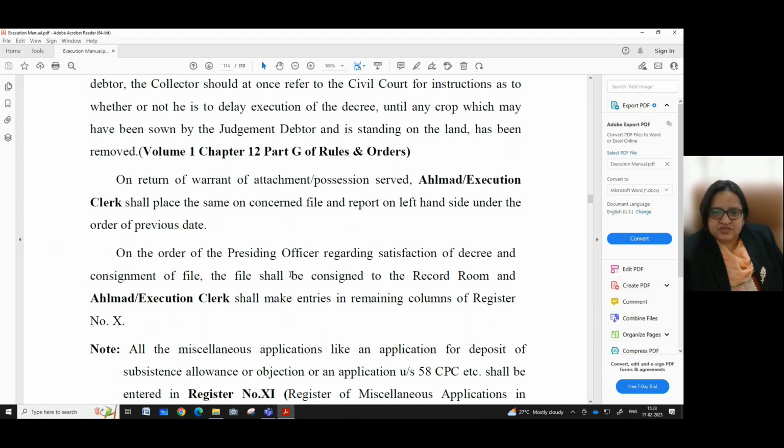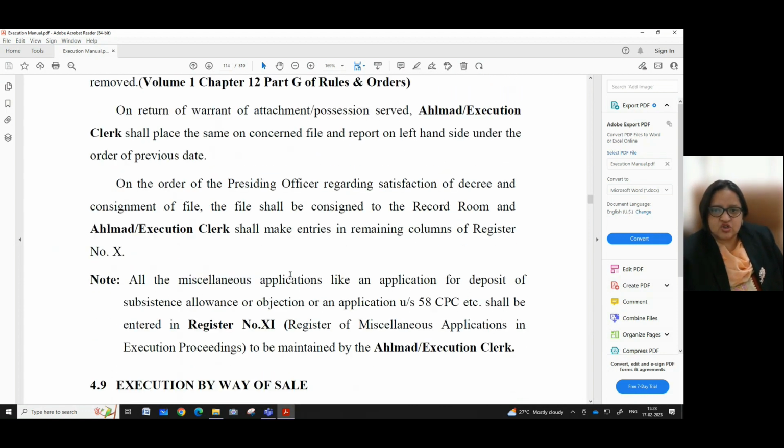On the order of the presiding officer regarding satisfaction of the decree and consignment of the file, the file shall be consigned to the record room and the Ahlmad or execution clerk shall make entries in the remaining columns of register number 10. Note, all miscellaneous applications like an application for deposit of subsistence allowance or objection or an application under section 58, CPC, etc., shall be entered in register number 11, register of miscellaneous applications and execution proceedings, to be maintained by the Ahlmad or execution clerk.